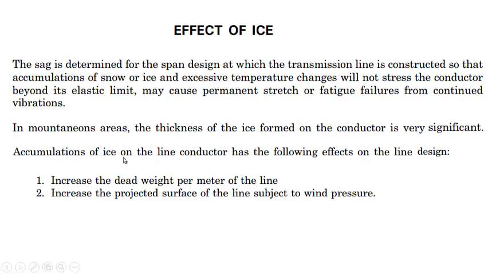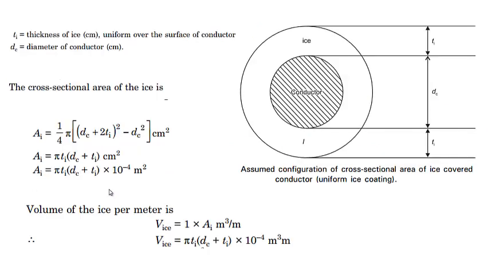Accumulation of the ice on the line conductor has the following effects on the line design. Increase the dead weight, that is the weight per meter of the line, and it increases the projected surface of the line subject to the wind pressure. So when the wind strikes the conductor, you can see the available area for the wind when there is ice is more as compared to without ice, and when the ice is accumulated on the conductor, its weight also increases, which results in more sag.